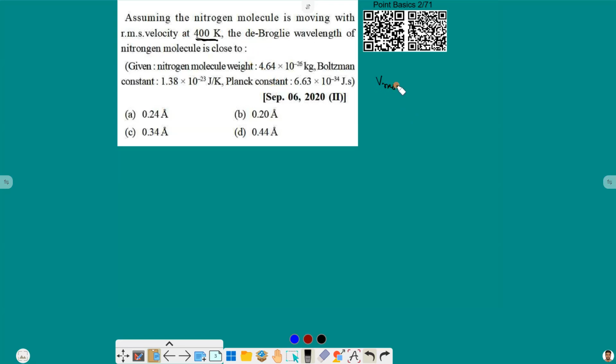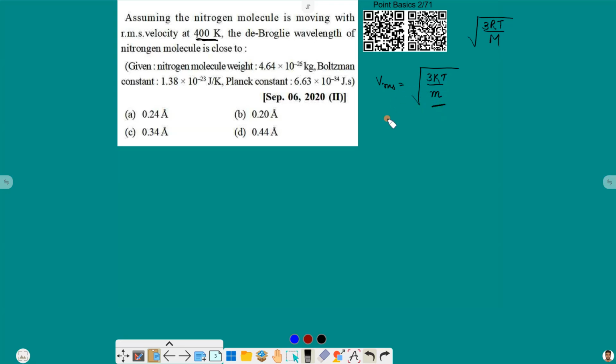So Vrms here will be under root 3kT by m, and that m will be small m. This will be the mass of one molecule of nitrogen. If we want it in terms of moles, that can be under root 3RT by capital M, where R is the gas constant and capital M is the mass of one mole, not the mass of one molecule. And why are we taking it in terms of one molecule? Because we have to calculate momentum for one molecule.